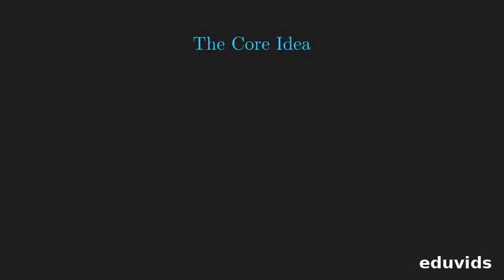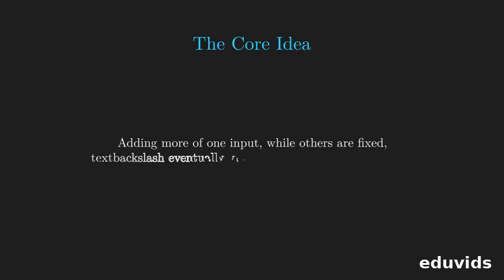First, let's consider how businesses produce goods using inputs like workers and tools. The law of diminishing returns says that adding more of one input, while others stay fixed, eventually leads to smaller increases in output.